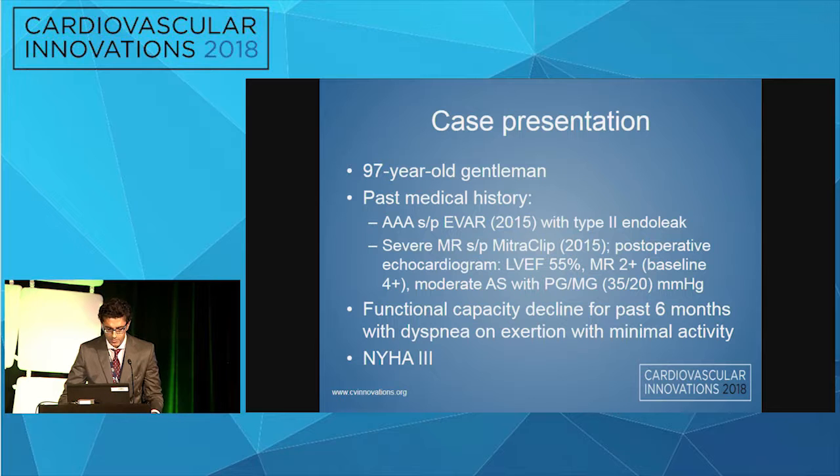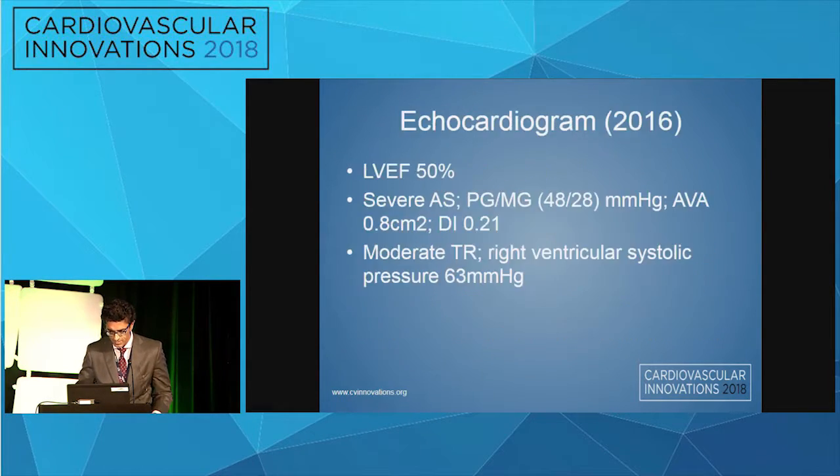The post-operative echocardiogram, following MitraClip placement, showed LV systolic function of 55% and a reduction in MR from 4+ to 2+. At the time, aortic stenosis was moderate at best, with a mean gradient of 20. There was then a decline in functional capacity over the past 6 months, with dyspnea on exertion with minimal activity, New York Heart Association class 3 symptoms.